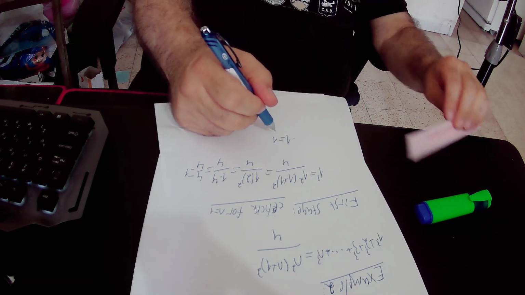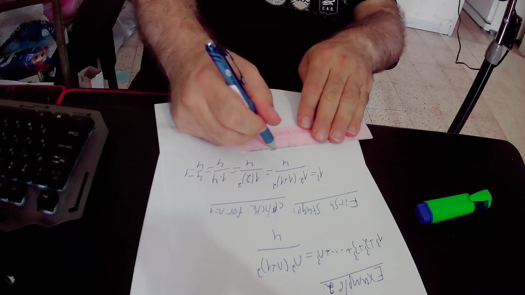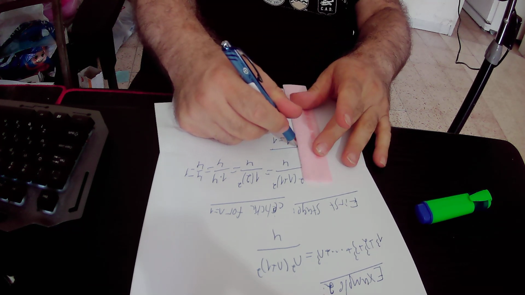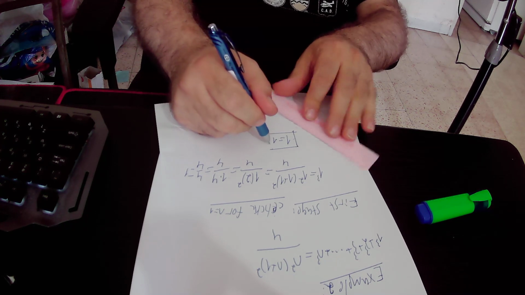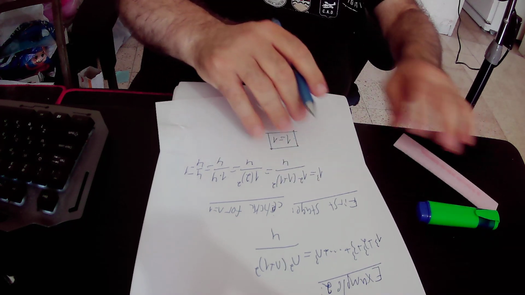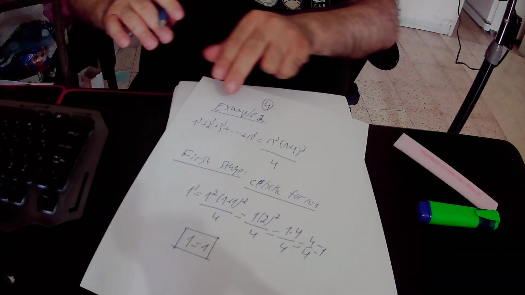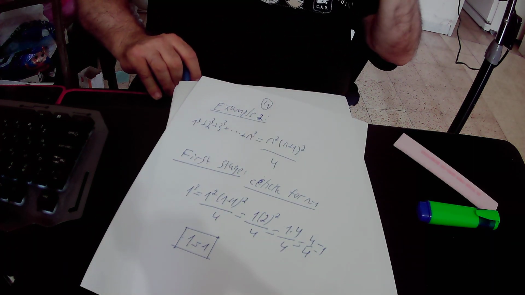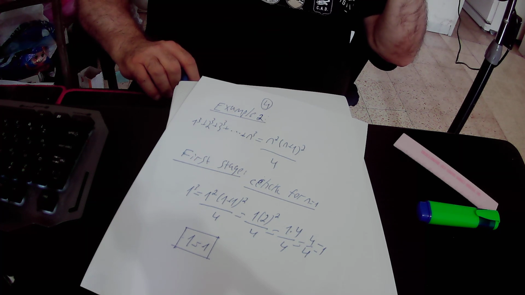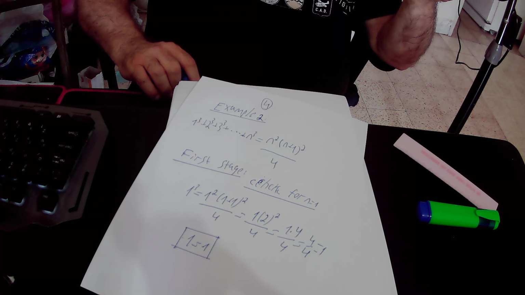Okay, so we have here an identity, 1 equals 1, so we actually verified that this statement is true for n equals 1. So we passed the first stage, and we can proceed to the second stage.